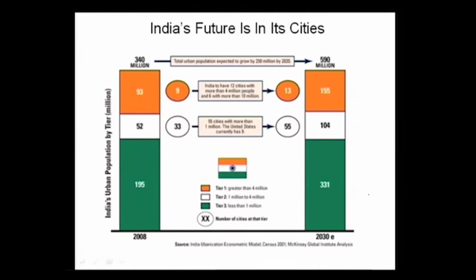Here just look at some of these comparisons. Population goes up to 590 million, and we will have 13 cities with more than 4 million people, out of which 6 will have more than 10 million people. We will have 55 cities with more than 1 million. The US only has 9 cities with more than 1 million. We will have 55, and you can see that again the trend is that urban population is going to increase.